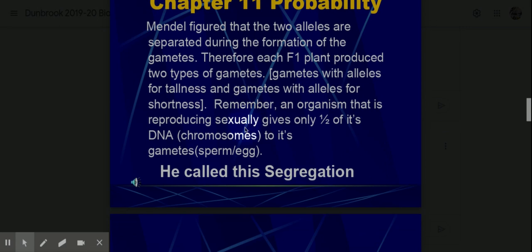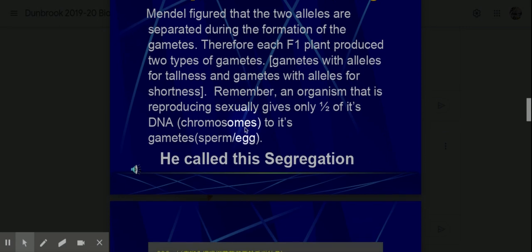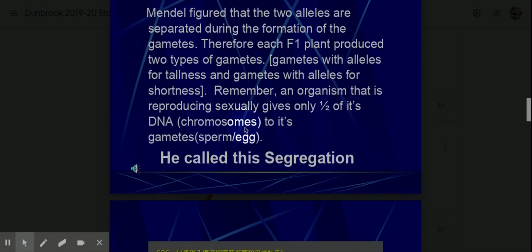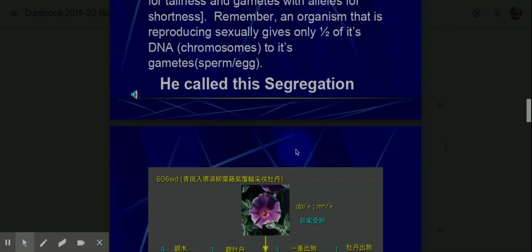Okay. Remember, an organism that is reproducing sexually only gives 50% of its chromosomes to its sperm or eggs. Mendel called this business of splitting up your alleles or genes into your gametes, making these gametes haploid, segregation. In other words, you segregate your chromosomes 50% into your sex cells or your gametes.